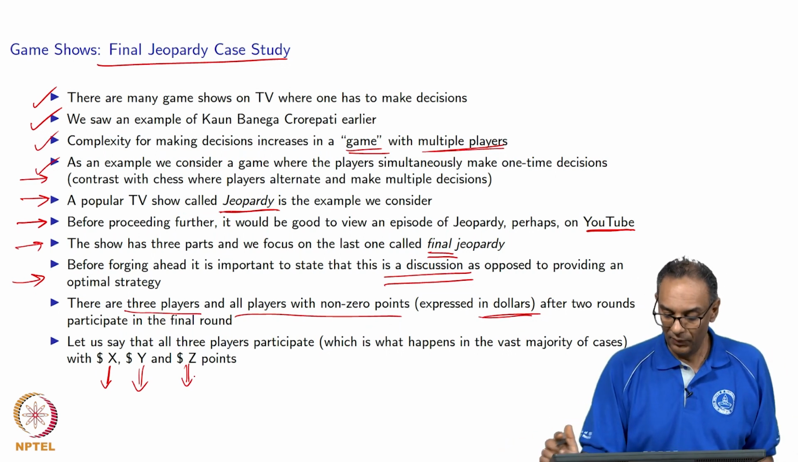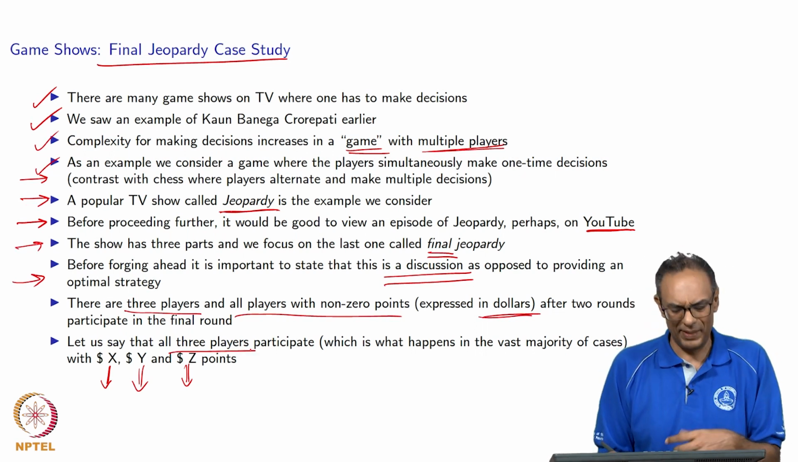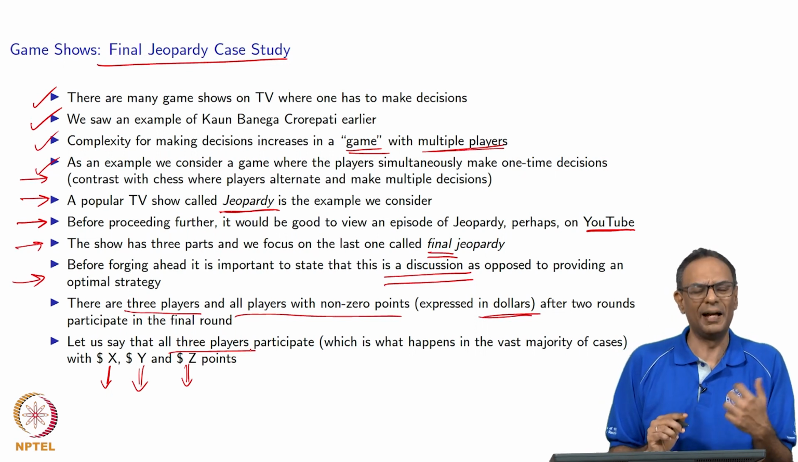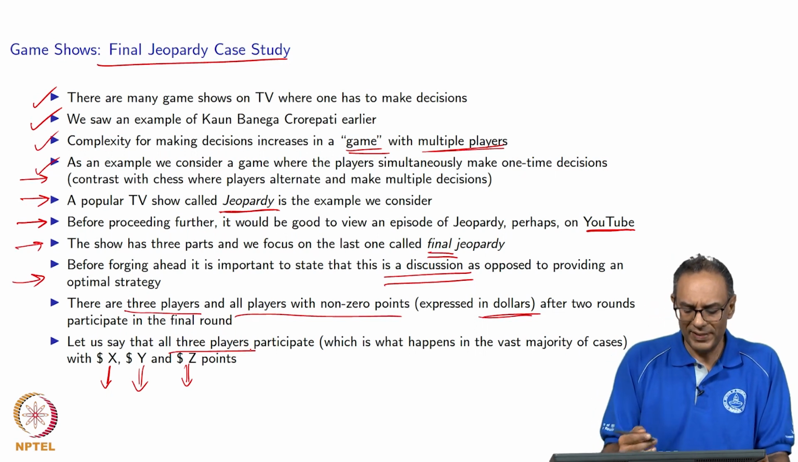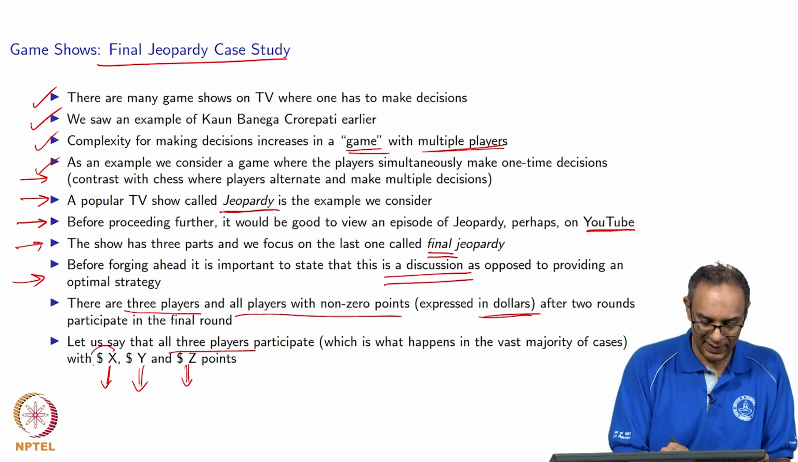More often than not there are three players left. If somebody has 0 points, they're basically eliminated from the final round, but that happens very rarely. So we'll just take the more generic case of having three players. So the first player has X amount, the second player has Y, the third player has Z.